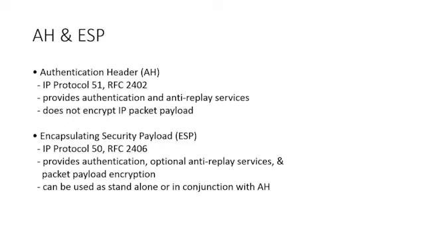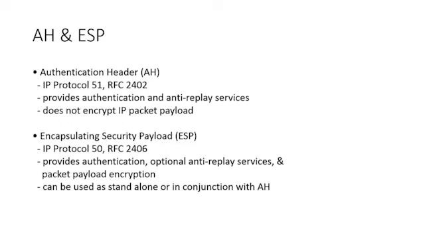So let's look at these two things here real quick, AH and ESP that I keep mentioning. The authentication header, all right, IP protocol number 51, might want to file that one away. Might not be super important for this exam. This thing, the authentication header, provides authentication and it helps in anti-replay services. So the authentication of our information is taken care of by AH. The thing that we do need to know about this authentication header is that it does not encrypt the IP packet payload. All right, just the header information, not the packet payload.